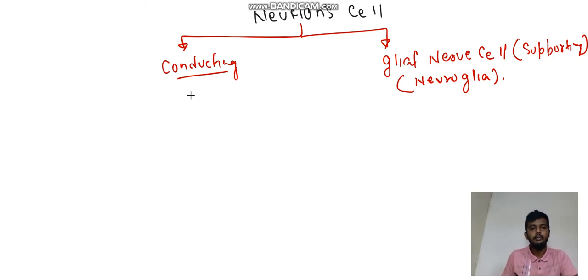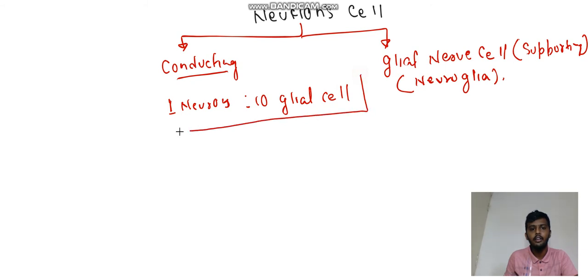Remember that for one neuron we have 10 glial cells, or neuroglia. So one neuron is carried by 10 glial cells.